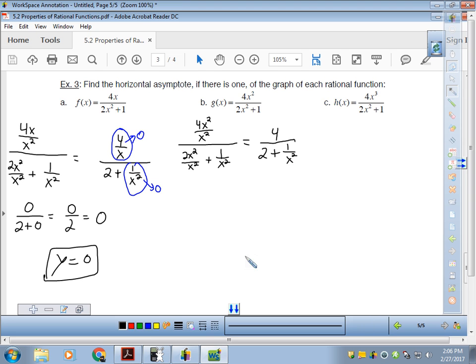Any fractions that remain with x in the bottom go to 0. So this fraction right here is going to go to 0. So I'll have 4 over 2 plus 0. So that's 4 over 2. 4 divided by 2 is 2. So y equals 2 is my horizontal asymptote for that function.